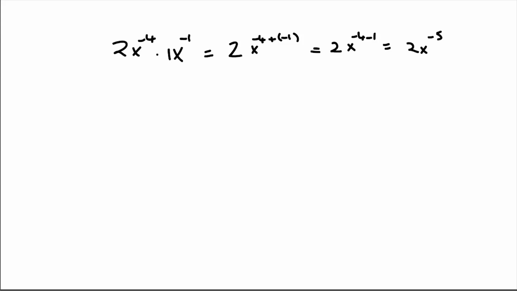Now remember what we do here: we put the 2 in the numerator and divide it by x to the power of 5. We just turn that negative power into a positive power. So that's that problem done. It's that simple. The more you practice, the better you'll get at it, but this is just a video showing you how to do it.